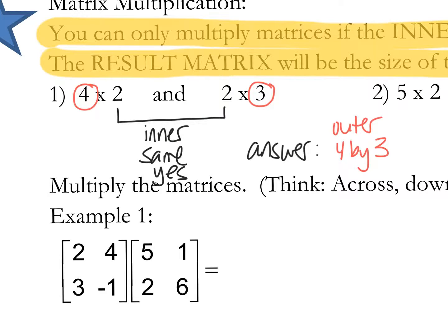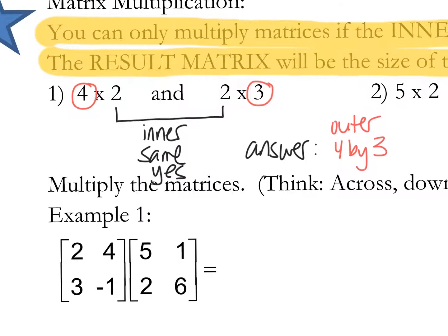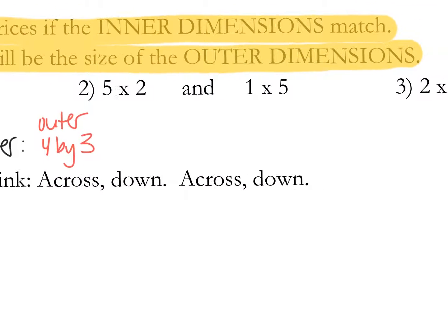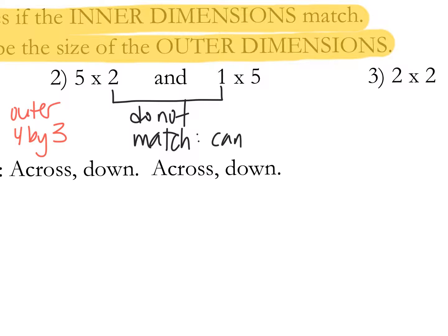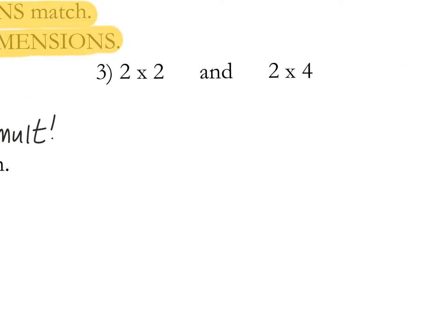So the order of these matrices actually does matter in the order of the dimensions. So this one, our inner dimensions do not match. That means you can't multiply. Okay? And this last one, inner dimensions, yes, they match. So that's good. My answer is going to be a 2 by 4.